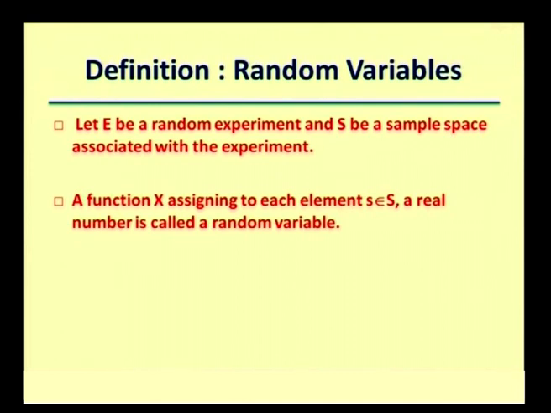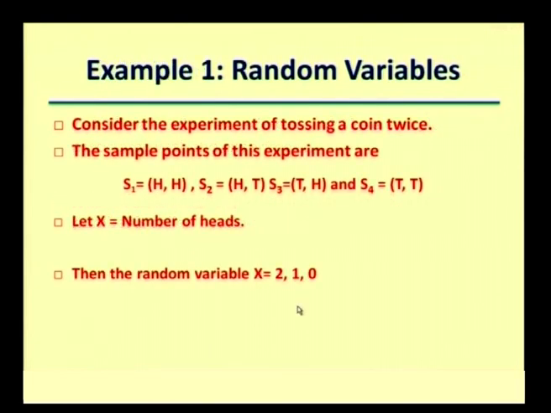So, coming to the mathematical definition of random variable, let E be a random experiment and S be a sample space associated with the experiment. A function x assigning to each element s belonging to S a real number is called the random variable. So, examples of random variables. The simple example I have already explained before explaining the random variable.